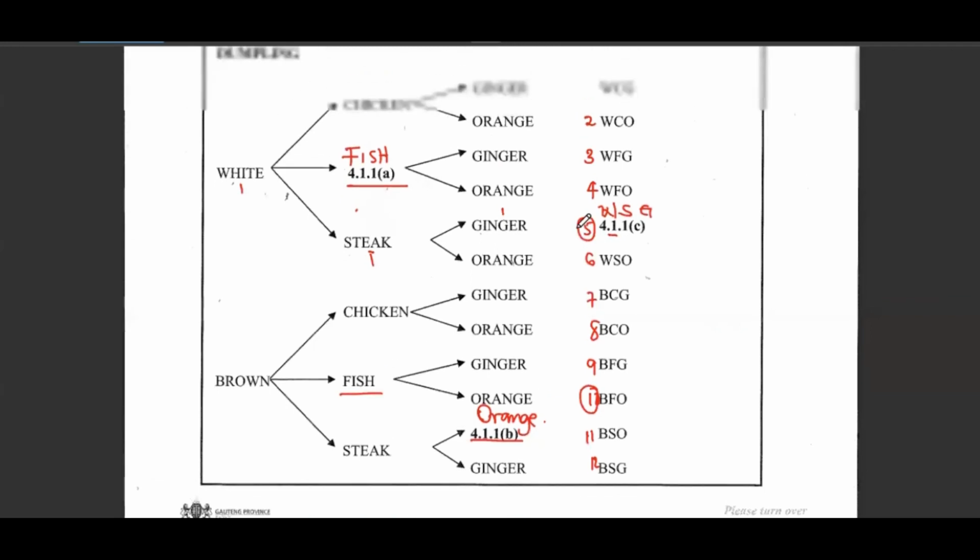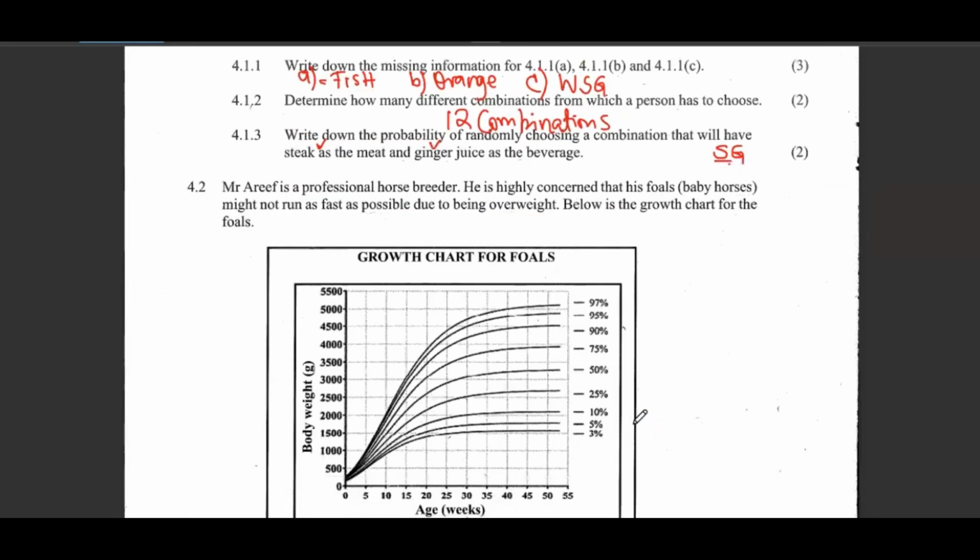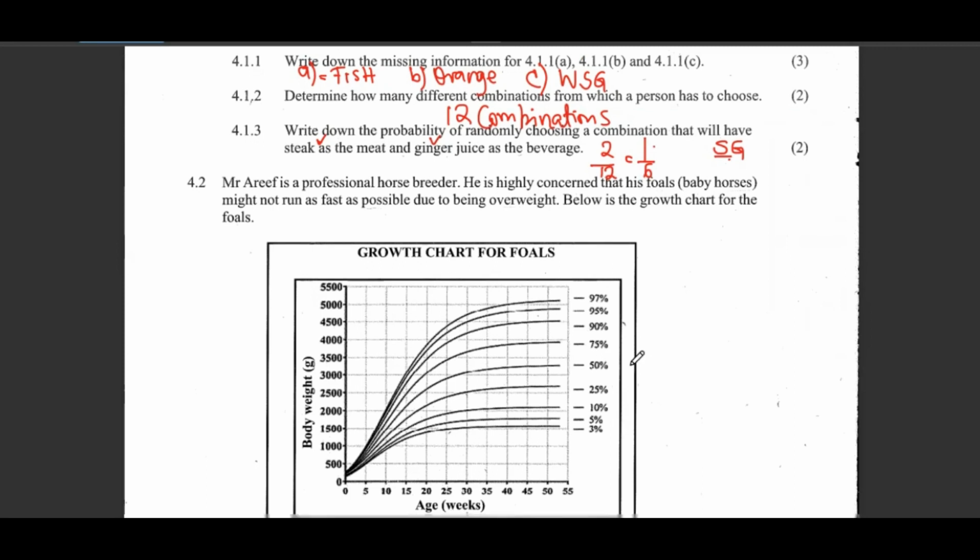So we come here and we count SG, SG, SG, SG. We have 1 SG. We have also 2 SG. So out of the possible outcomes, they are 2 out of 12, which is the same as 1 out of 6. One out of 6. All right.